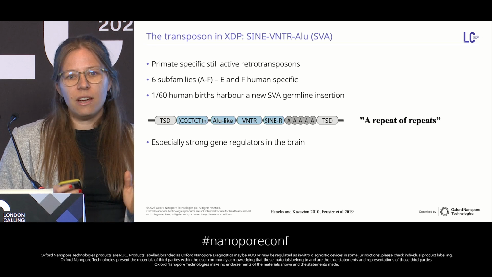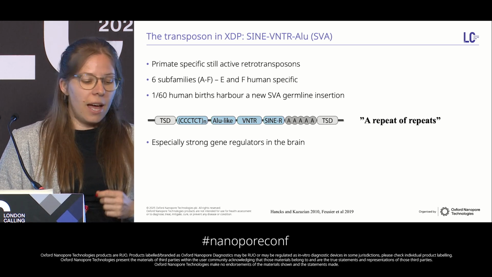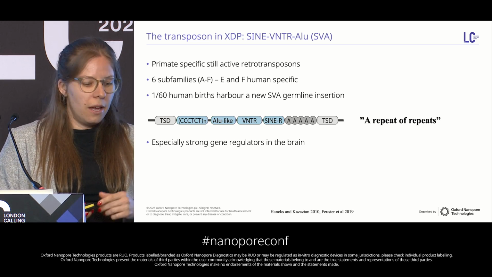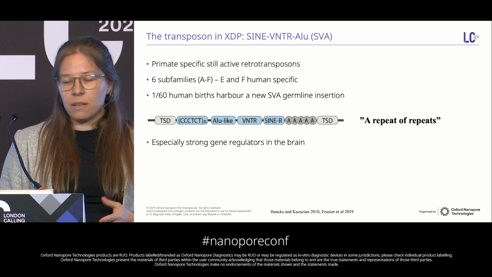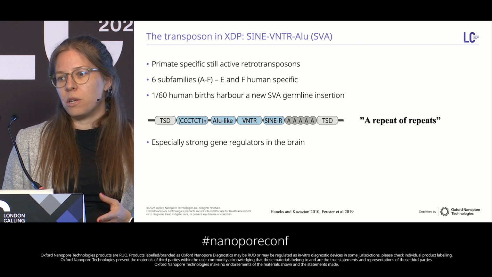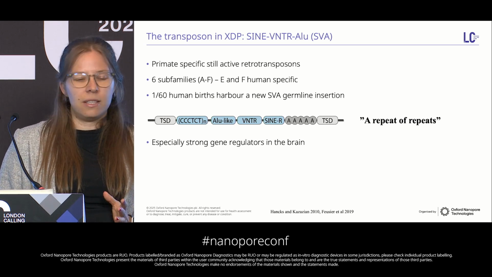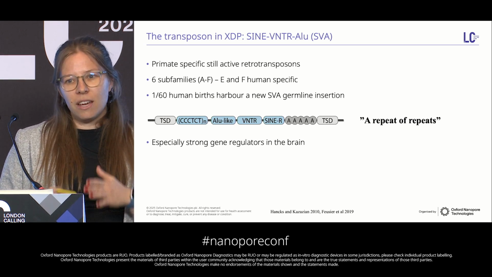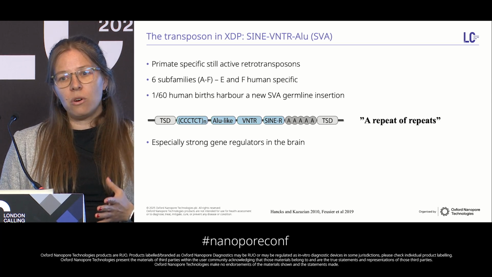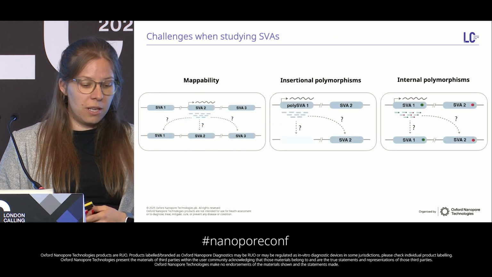Here you see the structure of an SVA insertion, which is also called a repeat of repeats, because it's composed of a hexameric repeat sequence, an Alu-like repeat sequence, a variable number of tandem repeats, and also a SINE-R repeat sequence that is coming from another transposon. When you look at it, you can probably appreciate that it's very repetitive, and they are all over our genome, so it's very hard to study them. But despite that, we know that they are especially strong gene regulators in the brain, so that's especially interesting.